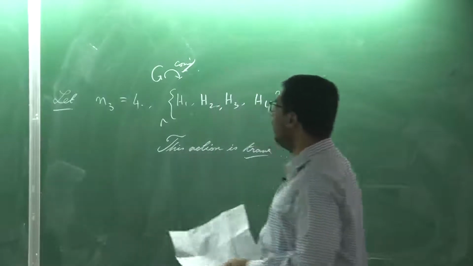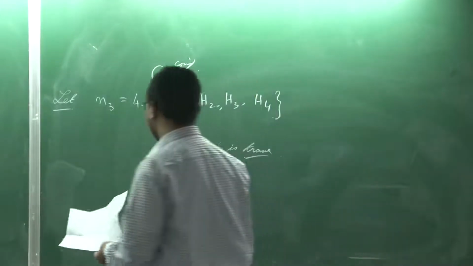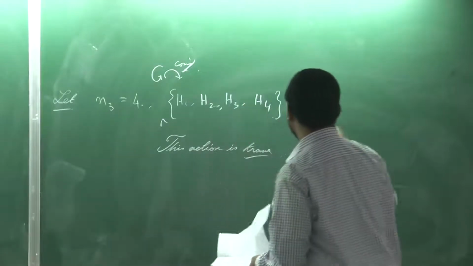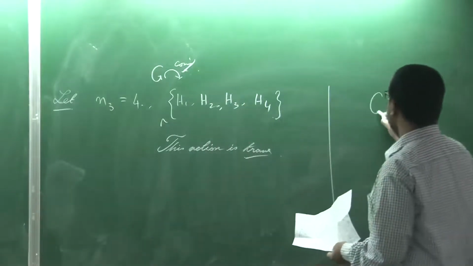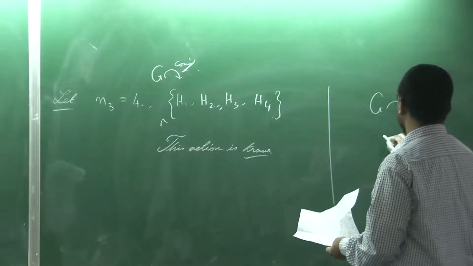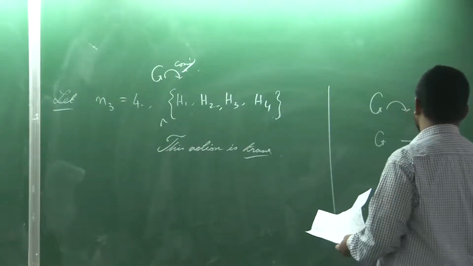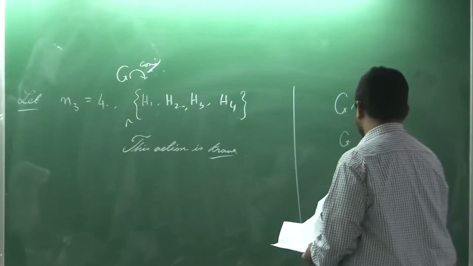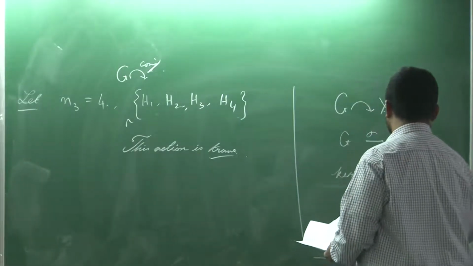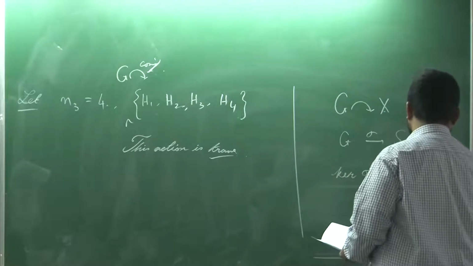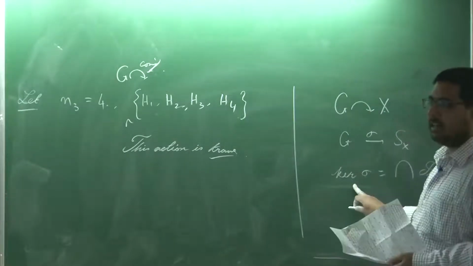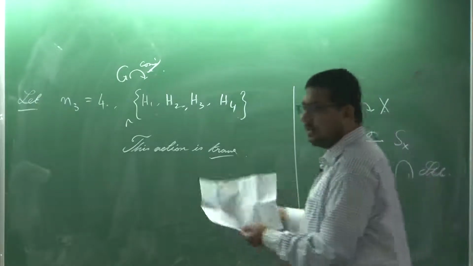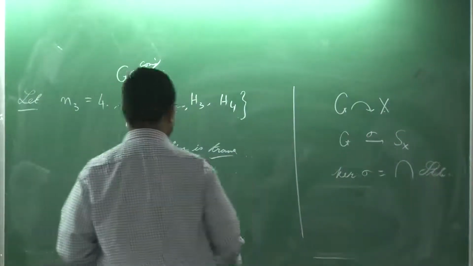This action is transitive. Therefore, what will happen? Recall that when G acts on a set X, the kernel of this action is the kernel of this homomorphism, and it is easy to see that the kernel of this homomorphism is nothing but the intersection of all stabilizers, because something is in the kernel if and only if it stabilizes every point in X, because that is giving the identity permutation there.